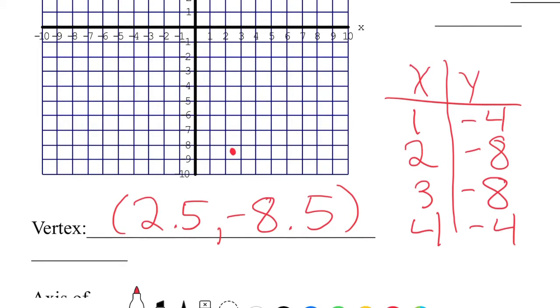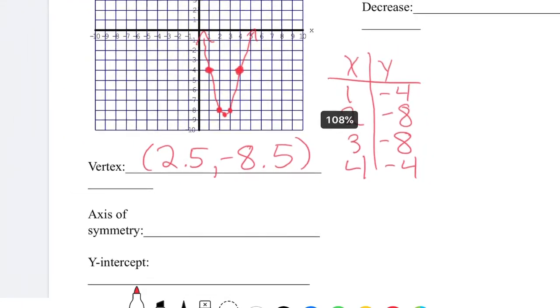So I've got 1, negative 4, so right 1, down 4, which will be about there. 2, negative 8, so right 2, down 8. Then 3, negative 8, so right 3, down 8. And then 4, negative 4, so right 4, down 4. So we're right here. So there is our graph. If we want to make a little curved line, it should be looking like this. So then we can answer some questions.